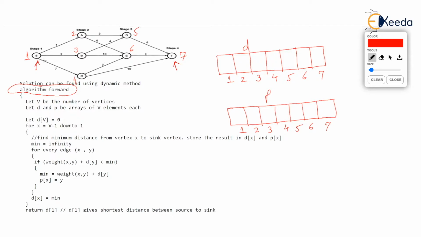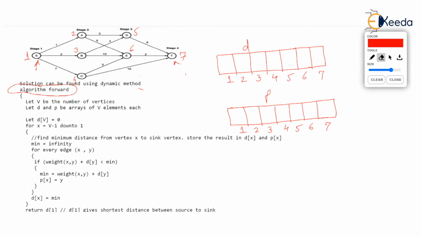D is an array of 7 elements as there are 7 vertices. So we say V is 7 here. The number of vertices is V, and V is 7 in this example. And P is a path array which also has 7 elements as there are 7 vertices. Actually, the meaning of this D array is important to be known.